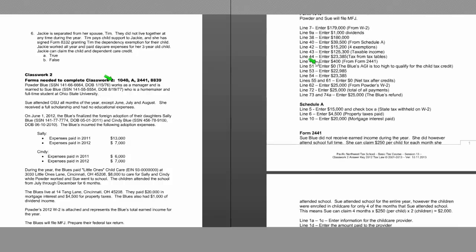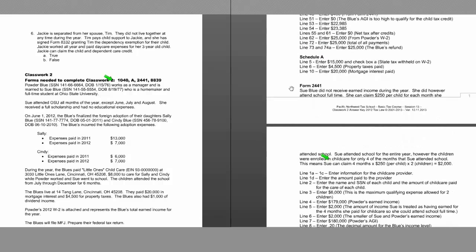So there are some important calculations to bear in mind. When we get down to the Form 2441, an important piece of information to make note of is that for the period of time Sue Blue was a student and they had the children for whom they were paying child care expenses, we're going to be able to claim a child and dependent care credit. But Sue can claim credit only for the amount of income she is deemed to have earned during the period of time she was a student and was paying child care expense. Now, Sue didn't receive any other income during the year, so she's going to be limited to that calculation.